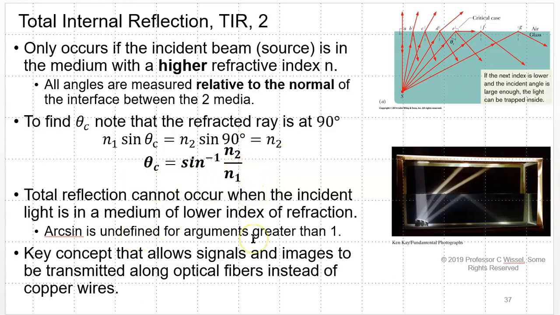If you try to take the arc sine of anything greater than 1, you get an error on your calculator, because the arc sine is undefined for arguments greater than 1. So if you have N2 greater than N1, you got a problem. You have to have N1, which is the incident medium where the light's coming from, the source is in, N1 has to be greater than N2. And this actually is useful. That's how fiber optic cable works. So be very careful with this. You might want a sticky note on this.